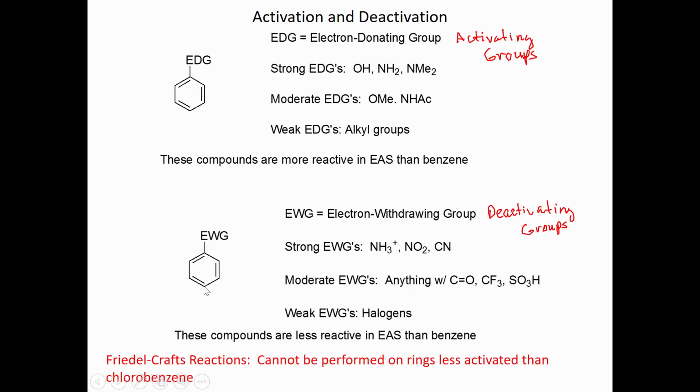Now that we've classified benzene rings as either activated or deactivated, we need to add another substrate limitation on two of the reactions we previously encountered. That would be the Friedel-Crafts alkylation and the Friedel-Crafts acylation. These reactions cannot be performed on rings less activated than chlorobenzene. So we can have a weakly deactivated ring or an activated ring, but we can't have a strongly deactivated ring and still do the Friedel-Crafts reaction.